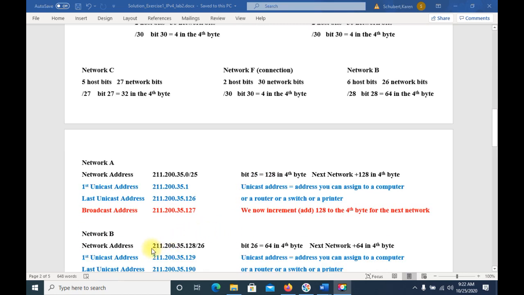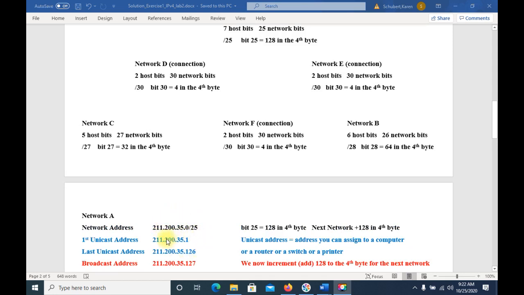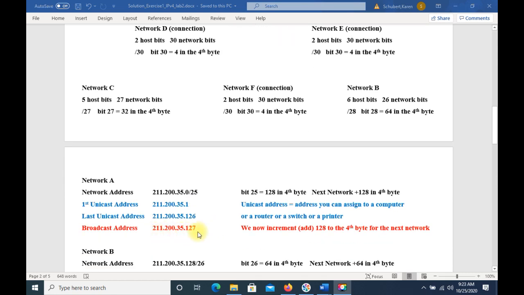Therefore, network B's network address will be 211.235.128. Network A has a total of 126 unicast addresses. The address immediately prior to the next network, 211.235.127, is the broadcast address for network A.